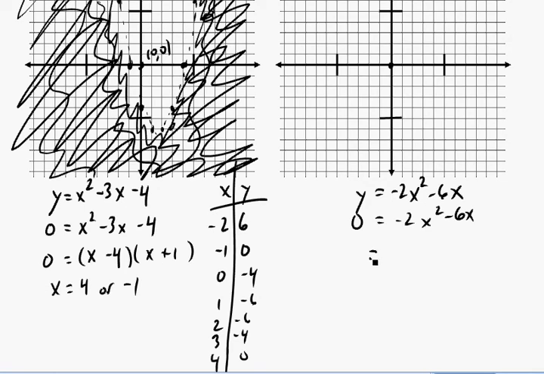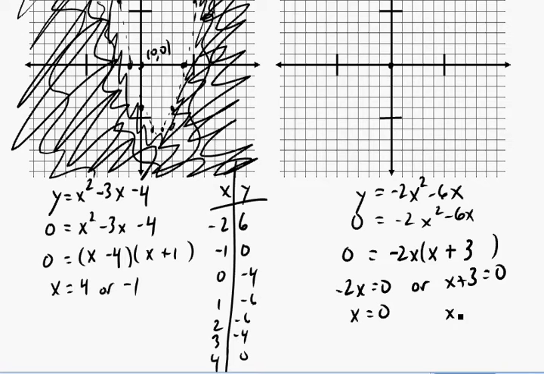Now, to factor this equation, I'll factor out the greatest common factor of these two terms, which would be negative 2x. Negative 2x times x would be negative 2x squared, and negative 2x times a positive 3 would be negative 6x. So this means that either negative 2x equals 0, or x plus 3 equals 0. So that means that x equals 0, or x equals negative 3. We already knew that x equals 0 is one of the x-intercepts. We now know that x also equals negative 3.